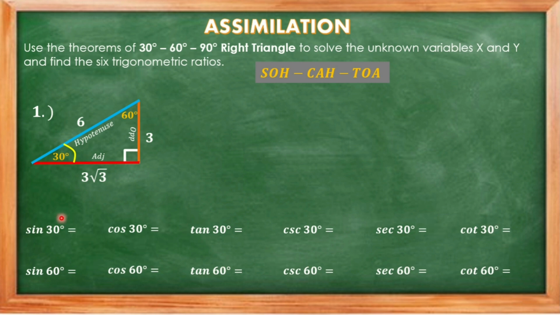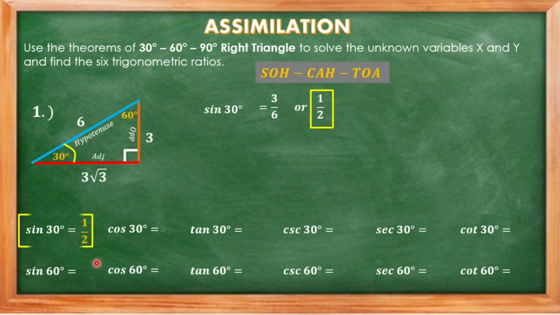Okay, so una muna nating isolve yung sine 30 degrees natin. Okay, para sa sine 30 degrees natin, so stands for opposite over hypotenuse. So yung opposite natin dito sa figure ay 3. Ang hypotenuse natin ay 6. So sine 30 degrees is equals to 3 over 6. So kung ilo-lowest term natin to, pwede natin silang i-divide pareho sa GCF niyang 3. So 3 divided by 3 is 1 and 6 divided by 3 is 2. So, sine 30 degrees is equals to 1/2.